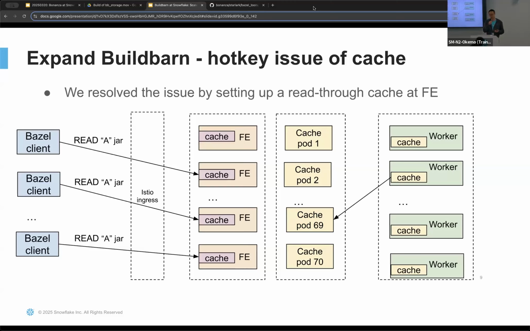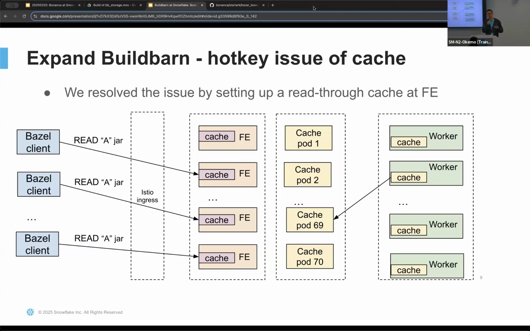The idea of using this read-through cache at the front end is, when the Bazel client reads A jar, it sends this request to the front end cache. Front end first looks up if there is an existing A jar in its cache. But if it doesn't exist, it will talk to the main cache and replicate this into the front end local cache. So with many Bazel clients reading this jar and those requests hitting across all of the front ends, eventually this jar will be replicated to all of those front ends.